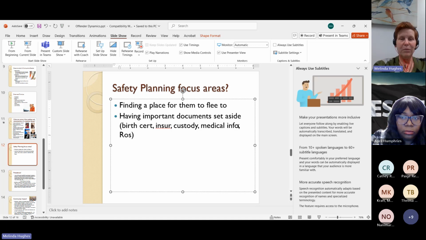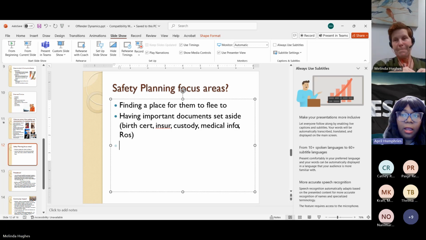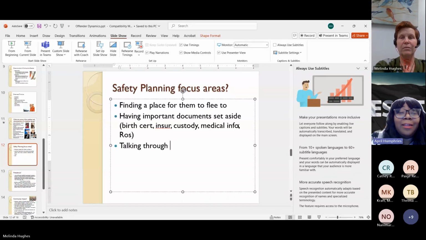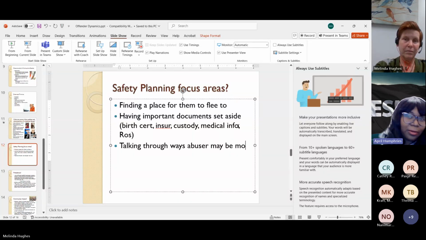Good. All right. Other things. I guess when communicating with them, a lot of times abusers are monitoring everything they're doing. So possibly having a safe phrase with the person if you need to contact them, like not a safe word, but a phrase like, oh yeah, can you bring me some soap? That way you'll know that they're in trouble.